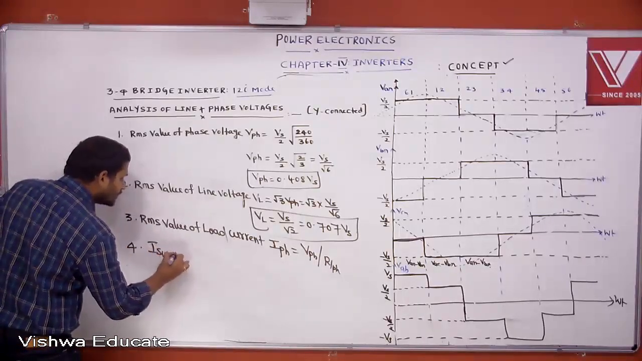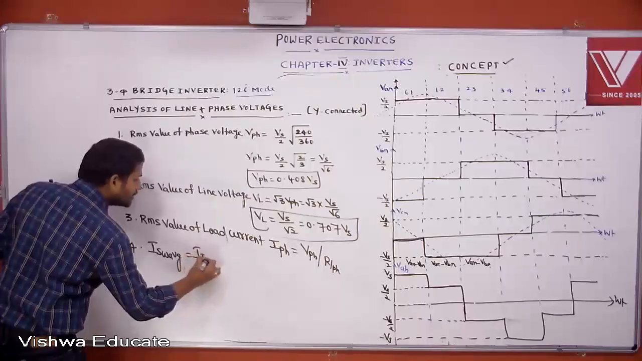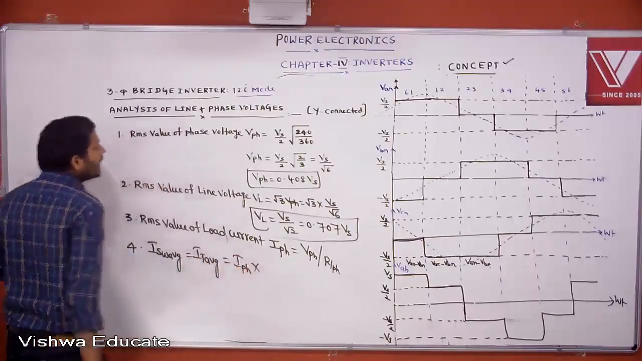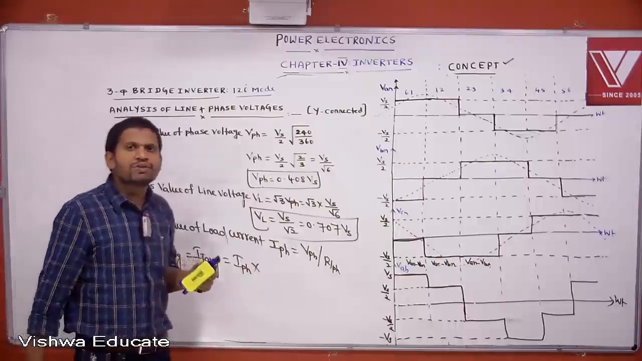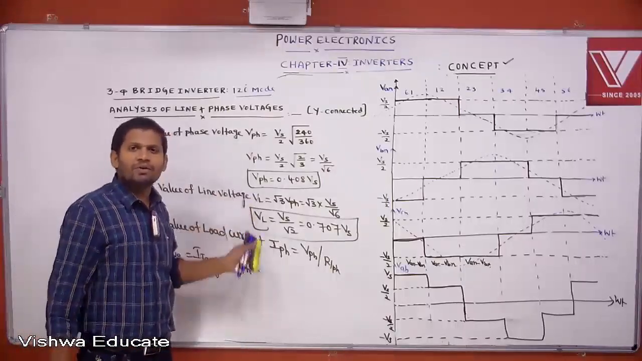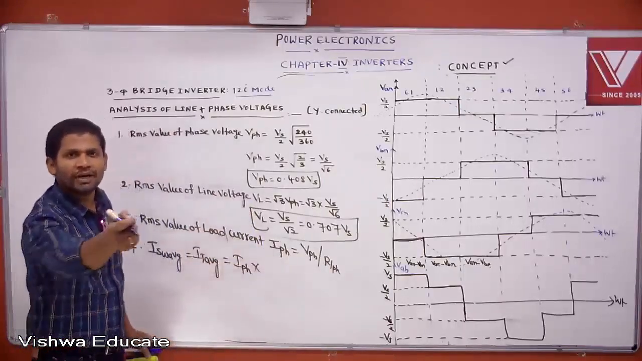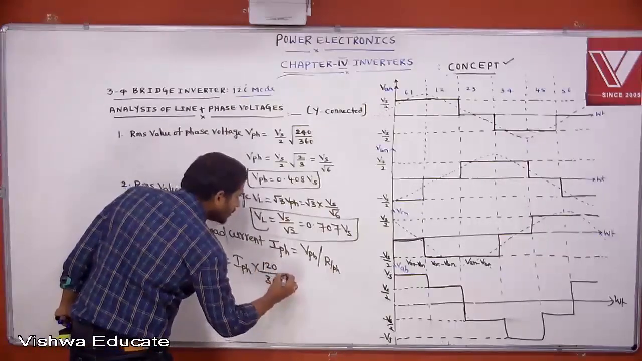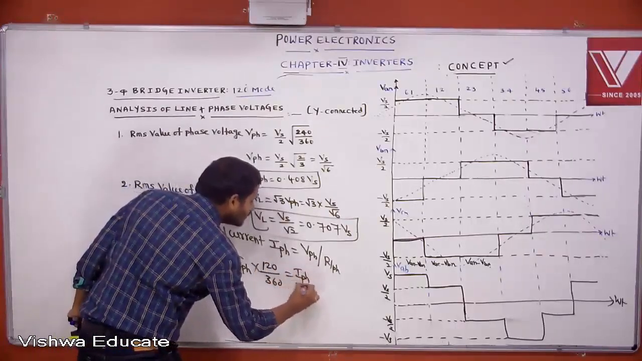ISW average, that equal to IT average. How to write the formula, that I already told: I phase into... But here, in 180 degree mode, each switch is conducting 180 degrees. But in 120 degree mode, each switch is conducting how many degrees? 120 degrees. Then 120 by 360. How much you get? I phase by 3.